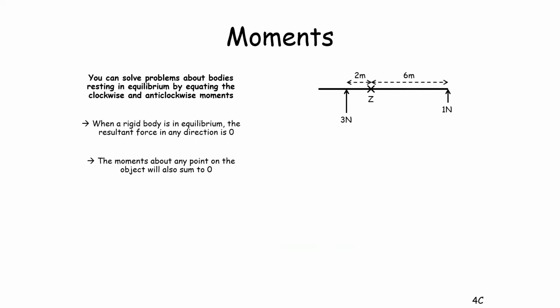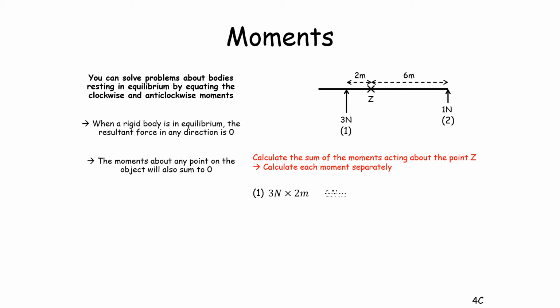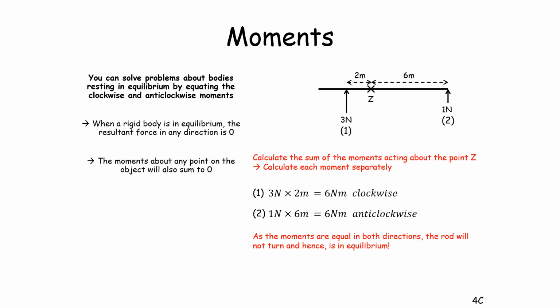So let's have a look at this one. The other one looked quite obvious because you can see 40 Newton meters both ways. How about this one? Do you think this one will be in equilibrium or not? Pause the video and have a go at it. If we take force 1, 3 times 2, that will give us 6 Newton meters clockwise, and force 2, 1 Newton times 6 meters, that will be 6 Newton meters anti-clockwise. As you can see clearly, both moments are equal in opposite directions, so it will be in equilibrium.